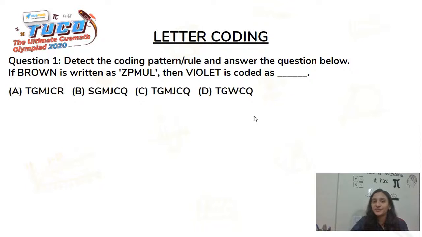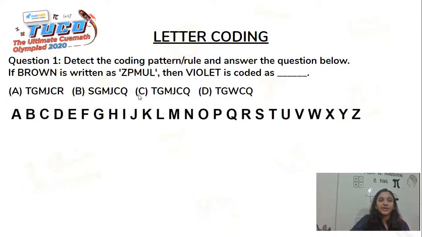Okay, so these are all the options which we have. Now, the best way of solving these types of coding questions wherein letters are involved is to have the alphabetical series right in front of you. So we'll get the alphabetical series here. All right, I'll just write on the board how BROWN is coded.